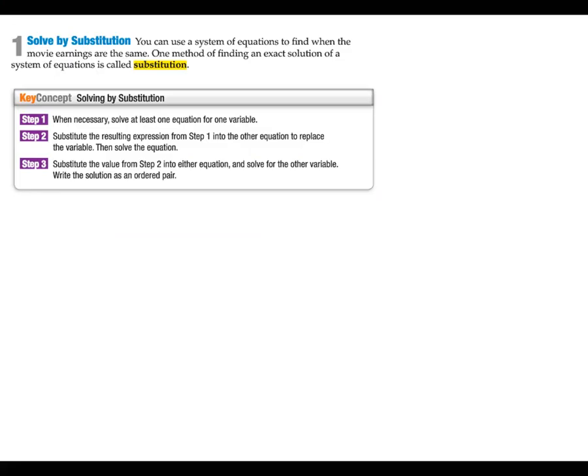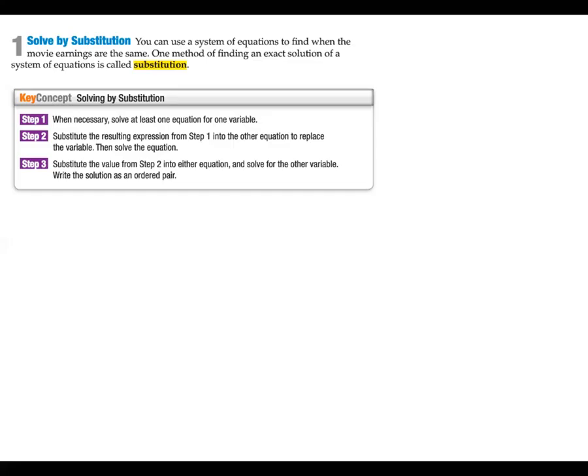Okay, so first step is, when necessary, solve at least one of the equations for one variable. Now, normally you could solve for y, but sometimes you might want to solve for x. Usually, my rule of thumb is if one of the variables already has a coefficient of just 1, solve for that variable because you wouldn't have to divide. Okay, substitute the resulting expression from step 1 into the other equation to replace the variable. Then solve the equation. So when you do that, you'll get your second equation all in terms of one variable, and then you can just solve for that variable, whether it's x or y. And substitute the value from step 2 into either equation and solve for the other variable, and then write the solution as an ordered pair.